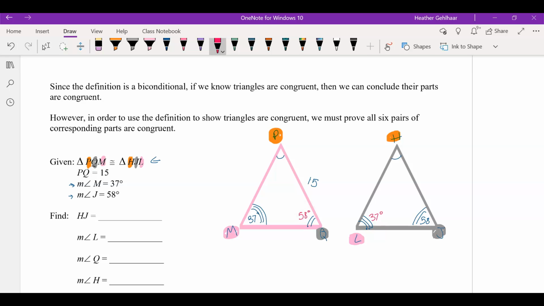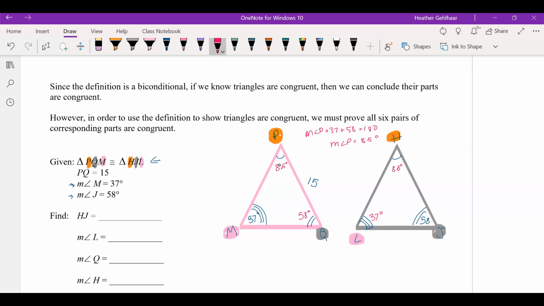And then we can get our last angle up here for P and H because we know that the measure of all three angles in the triangle is going to be equal to 180. So we can do the measure of angle P plus 37 plus 58 equals 180. When we subtract that over, the measure of angle P equals 85 degrees. So this will be 85 degrees, 85 degrees.